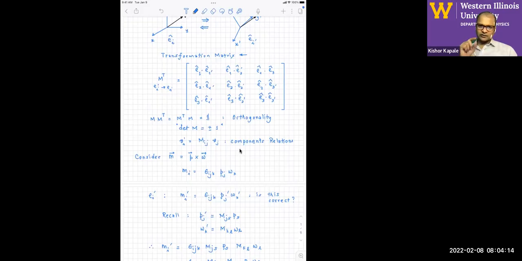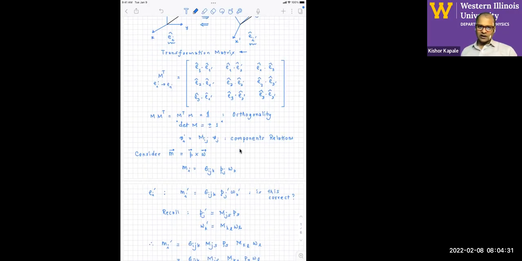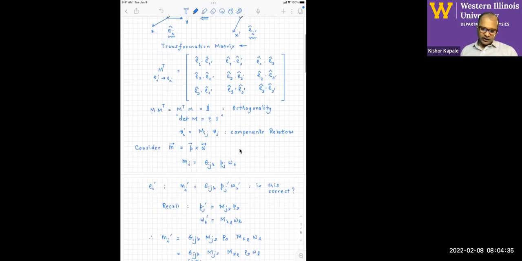You have three unit vectors ei in the first coordinate system, and ei prime, those are the three unit vectors in the second coordinate system. Because you have 3, you can make 9 possible combinations of their dot products, and those 9 combinations is what gives you the transformation matrix. The order is very important.